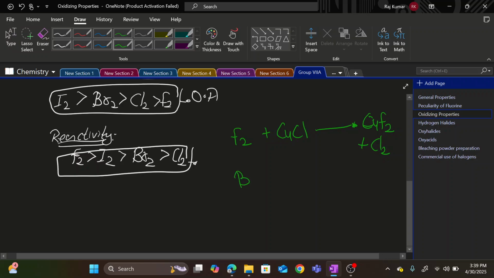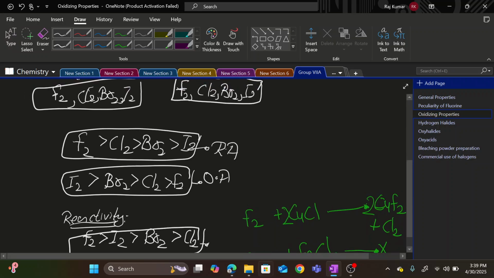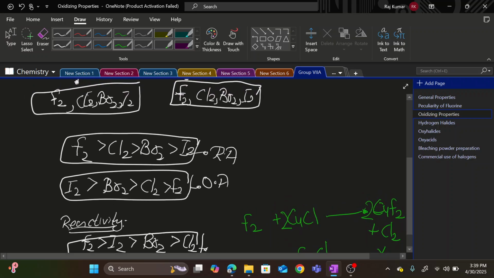If bromine is reacted with ferrous chloride, then will this reaction happen? This reaction will not happen. Why will it not happen? Because chlorine can displace bromine, but bromine cannot displace chlorine. That's a rule. Why is that rule?